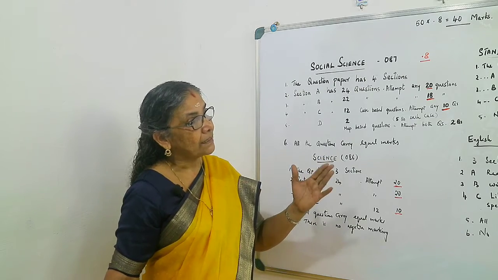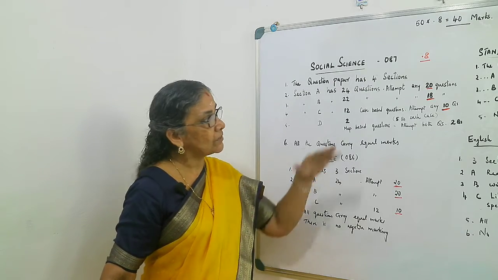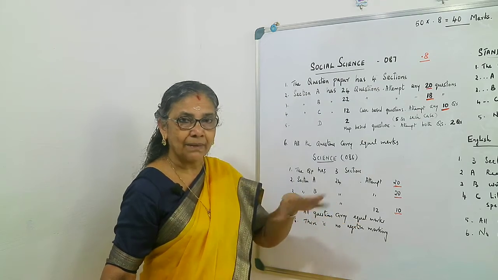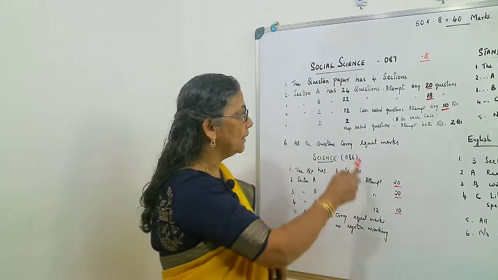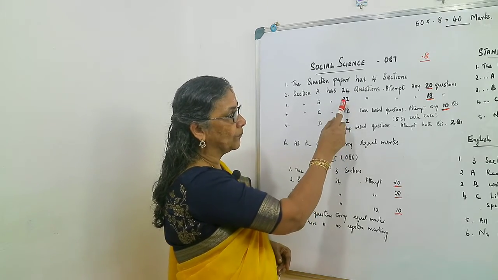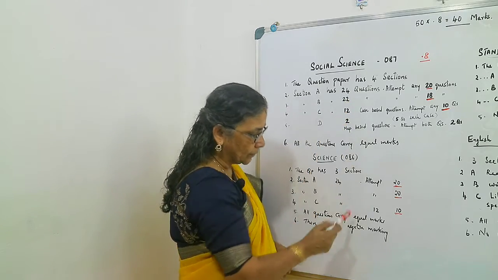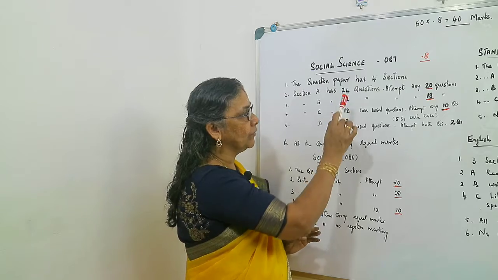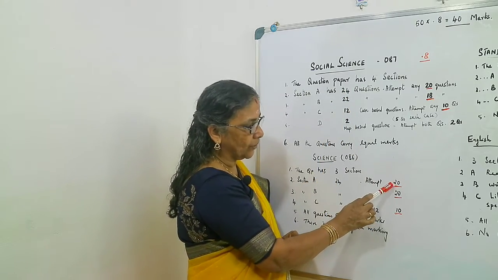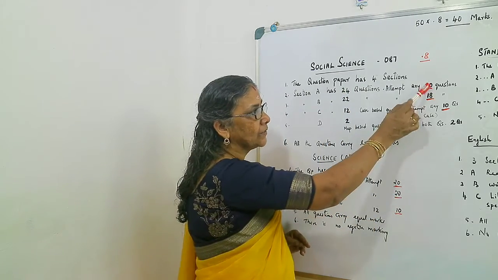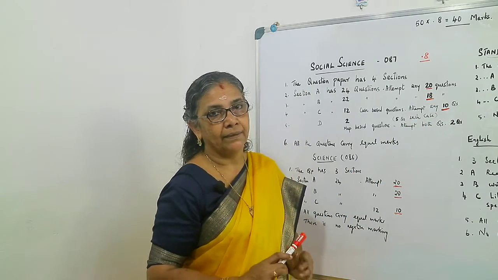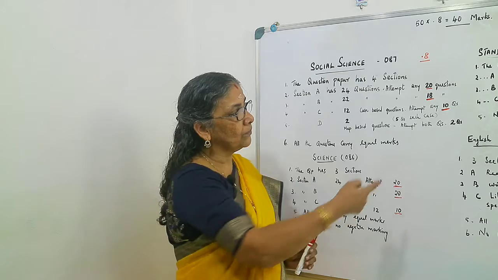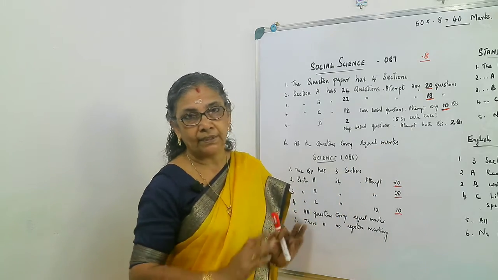Different subjects are given differently. Social science and science have some similarity. In social science there are map questions, and that is where the difference comes. Otherwise, the pattern is the same: here it is 20, 20, 10, and there it is 20, 18, 10. So compare and learn. 2 marks have been given to the map question. So that is the difference.